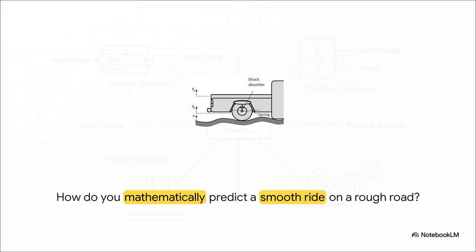A truck hitting a bumpy road. The whole goal is to keep the ride for the driver nice and smooth, even when the road is anything but. So how in the world do engineers actually model and predict something like that? It all starts with a really simple but incredibly powerful way of thinking.